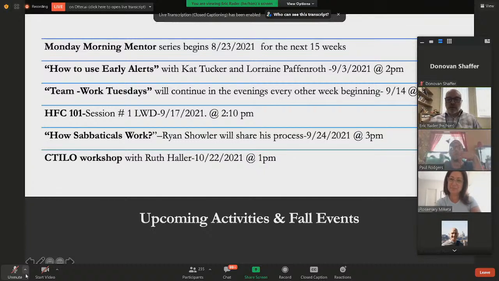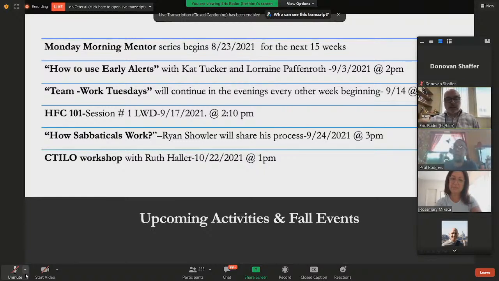It's more focused on how you can use a sabbatical as a full-time faculty member to present and do research. Sabbaticals are meant to benefit you professionally, but also the institution. So he'll talk about that process more.